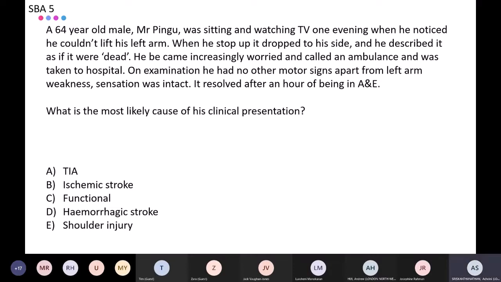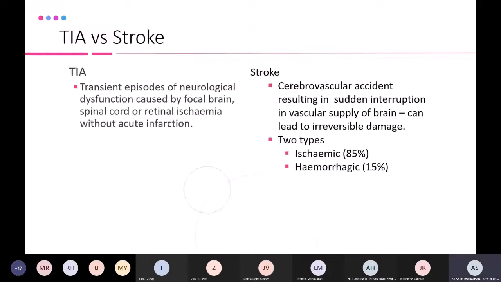So I think this is the SBA that everyone likes, because the answer is staring you in the face, because everyone answered A, which is correct. So well done, guys. So yeah, this patient has a TIA, and the key bit here is that it's self-resolving and it's within 24 hours. So just a little bit about TIA versus stroke.